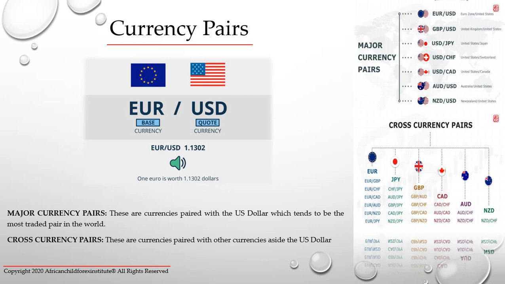Now we have the cross currency pairs. Cross currency pairs are pairs that are not paired with the US dollar. So we're talking about other currencies like Euro pound, Euro Swiss, Aussie cad, New Zealand cad, pounds cad, Aussie yen, Swiss yen. All of these currencies are cross currency pairs. They are not paired with the USD directly.